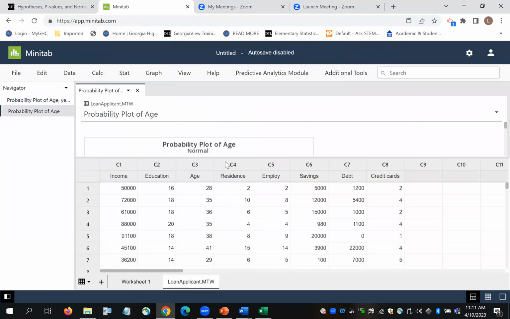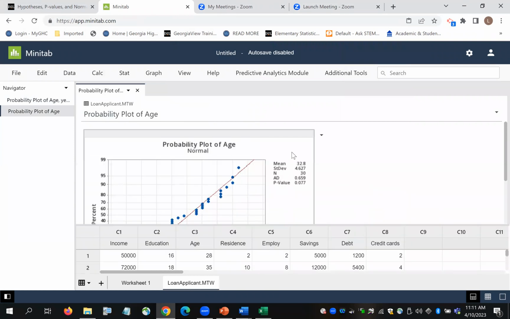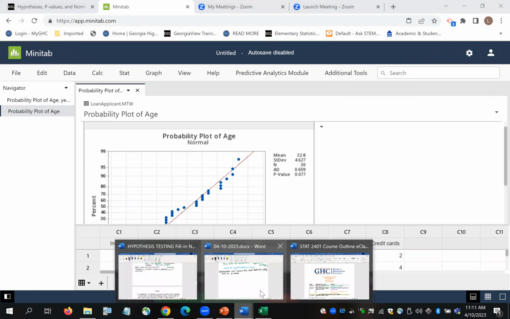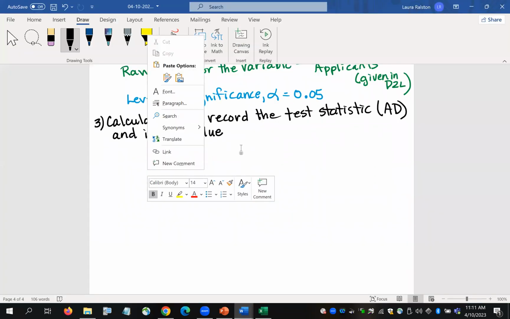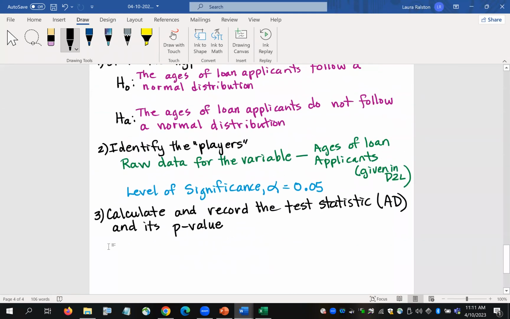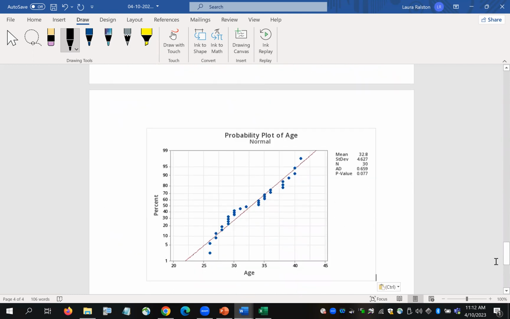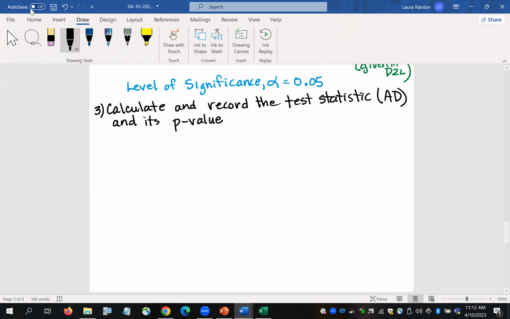I click OK. And again, my probability plot appears. Let me copy it over here to my paper. Notice how on this one you've got that red line and the dots appear to be a little bit more clustered around it than the previous one. But again, over here to the right, you have your Anderson-Darling and your p-value. Okay, so my Anderson-Darling, I'm going to record it.